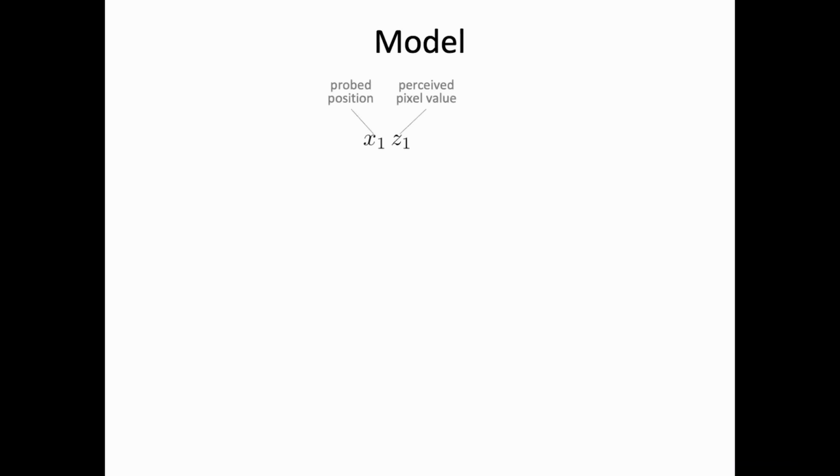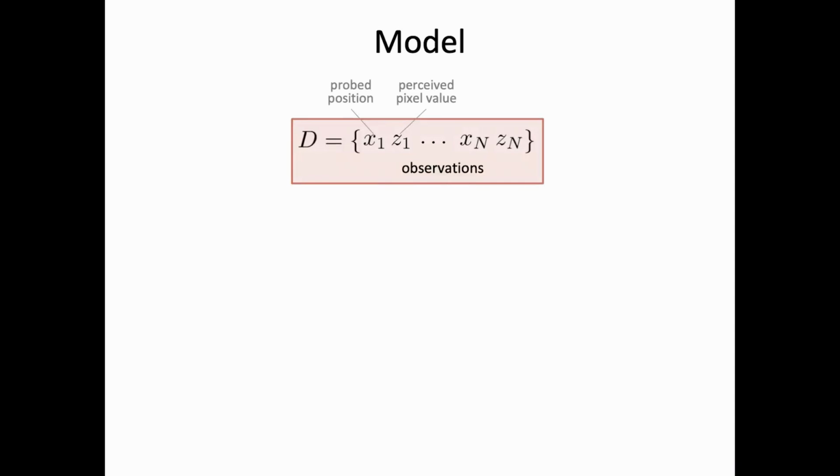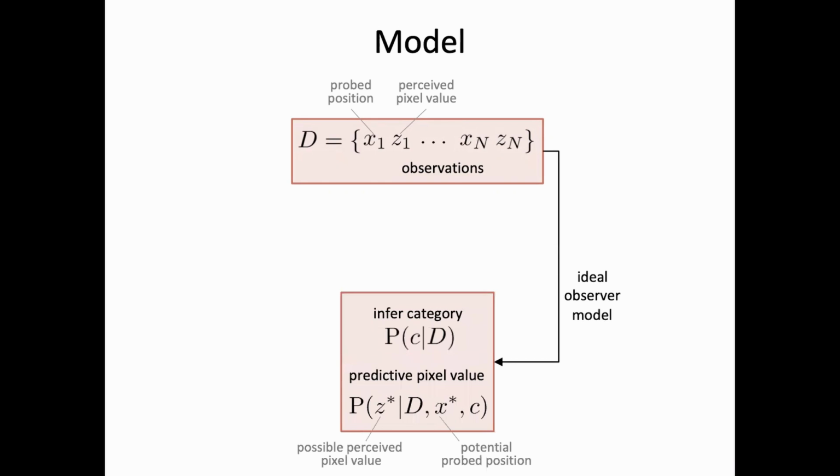We start with the first probed location x1 and the perceived pixel value z1 there. Let's say we have observed n of these position pixel pairs in a trial until now. We call these data D, the observations. Through an ideal observer model, we can infer the category given these observations and also predict possible perceived pixel values at potential probe locations. These then feed into the Bayesian active sensing algorithm, which selects the next probe location, from which we will get another perceived pixel value.